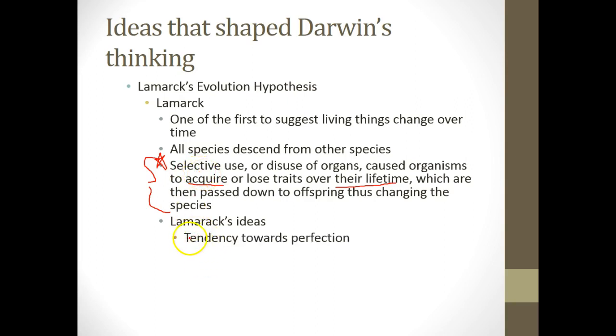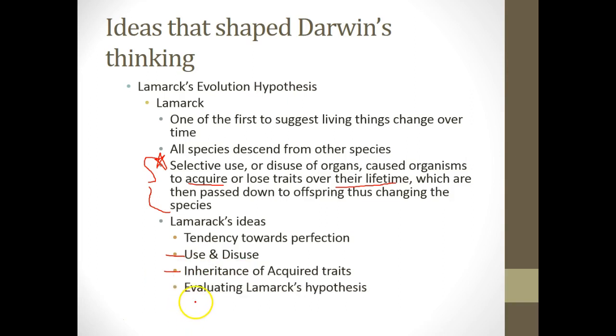So, his ideas: tendency towards perfection. Again, he thought that animals change over time and become more perfect as they change. That is kind of right, right? Organisms want to become more fit in their environment, so they change to become ultimately more perfect in their environment. Use and disuse, wrong. That is not correct. Inheritance of acquired traits, that is wrong. We don't pass on acquired traits. And evaluating Lamarck's hypothesis would show you that two out of the three things are absolutely wrong. One of them is kind of right, meaning organisms really are in pursuit of perfection but don't ever really become perfect, because perfect is kind of a subjective term.